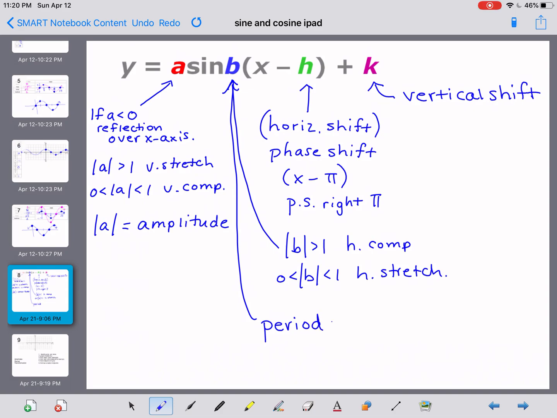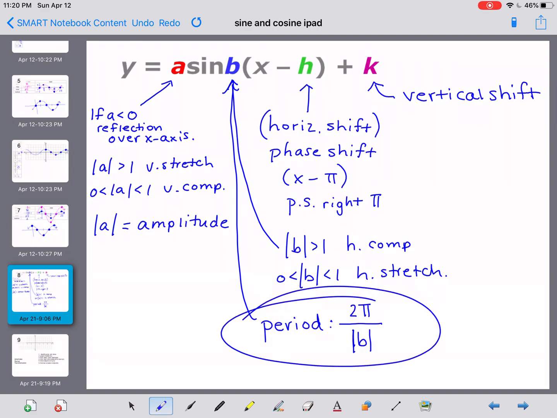So a little formula you have to memorize. The period is 2 pi, because that's our normal cycle of sine, 2 pi divided by the absolute value of b. And that will tell you how long your period is. So if we horizontally stretch something, that's going to change the length of the cycle, right? Normally it goes from 0 to 2 pi. If we horizontally stretch it, it might be from 0 to 4 pi. So doing this will tell you how long one cycle is. All of this, I use the word sine here, but it could also have been for cosine. So all these rules apply for cosine and for sine.